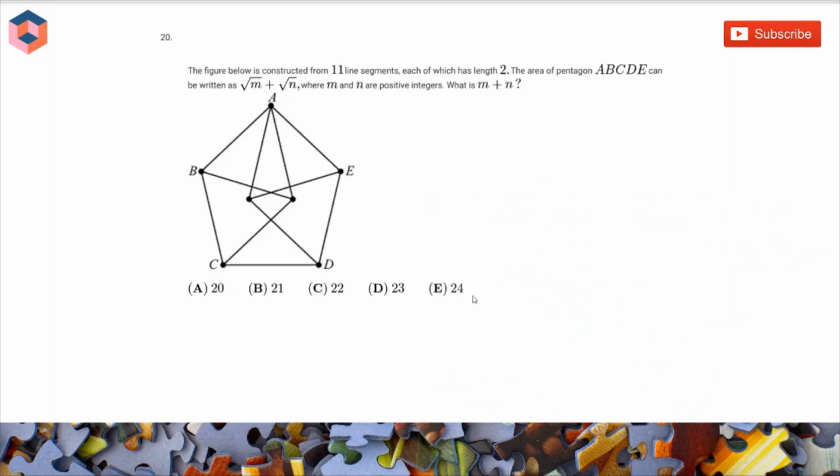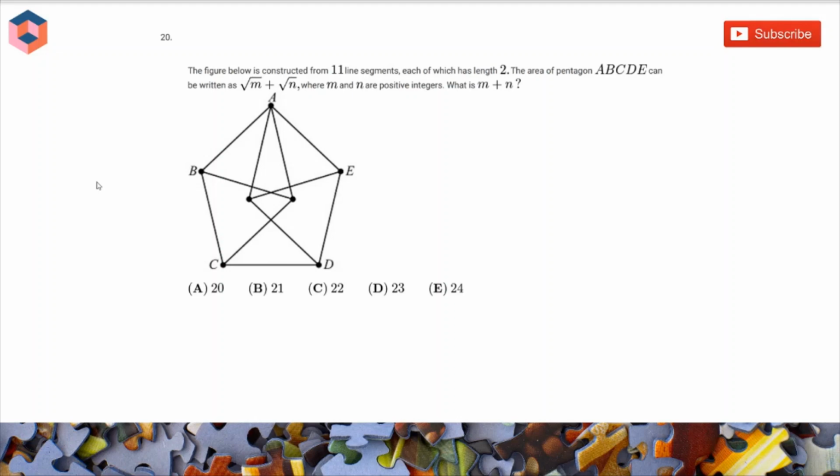Problem number 20. The figure below is constructed from 11 line segments, each of which has length 2. The area of pentagon A, B, C, D, and E can be written as the square root of m plus the square root of n, where m and n are positive integers. What is m plus n?